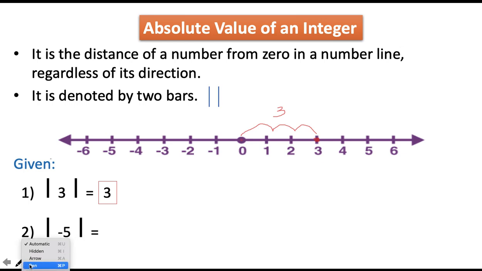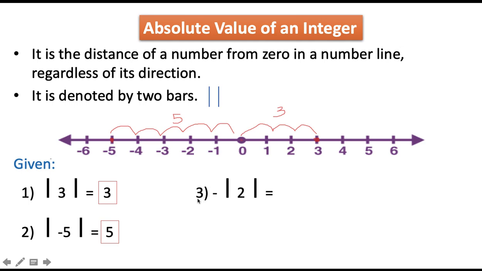And for our given number 2, the absolute value of negative 5. So, same process, we're going to locate the given negative 5. So, what is the distance of this negative 5 to 0? So, let's count. 1, 2, 3, 4, 5. So, since there are 5 units, therefore, the absolute value of negative 5 is positive 5.